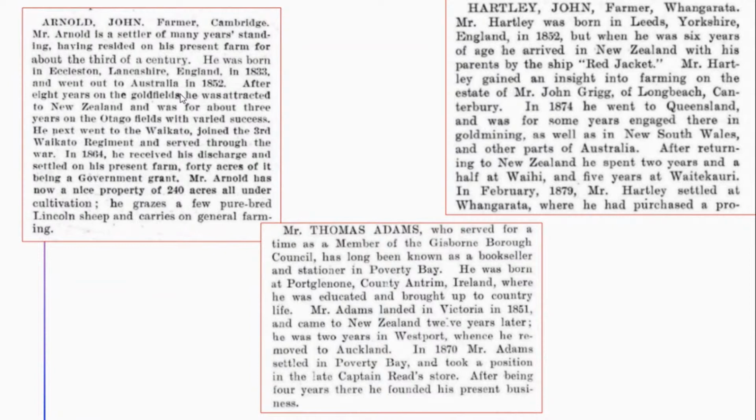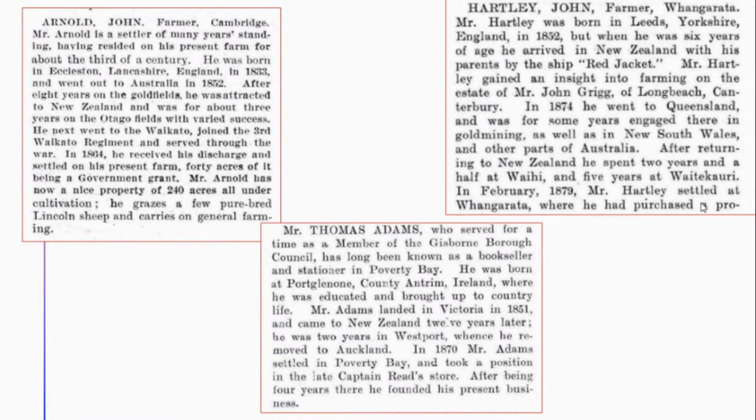John Hartley, he arrived in New Zealand in 1852, and this actually gives the name of the ship, which is useful if you can't find him elsewhere. And it then tells you he went to Queensland and he was there gold mining. Then he went to New South Wales and other parts of Australia. He returned to New Zealand and spent a couple of years here and there before he finally settled down. Those sorts of travels you just can't pick up with birth, death and marriage certificates and that sort of thing.